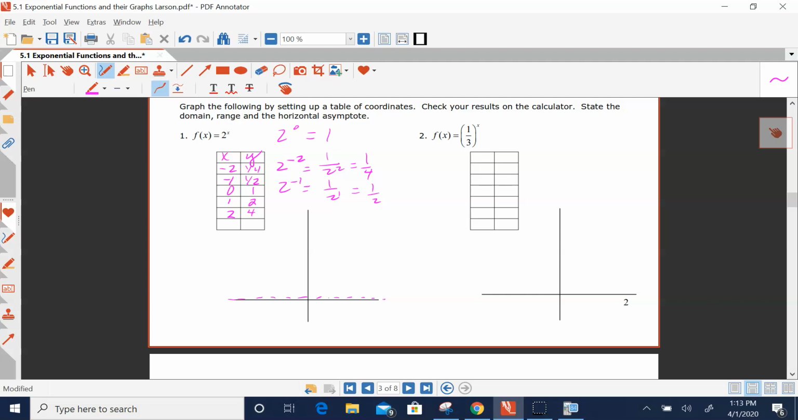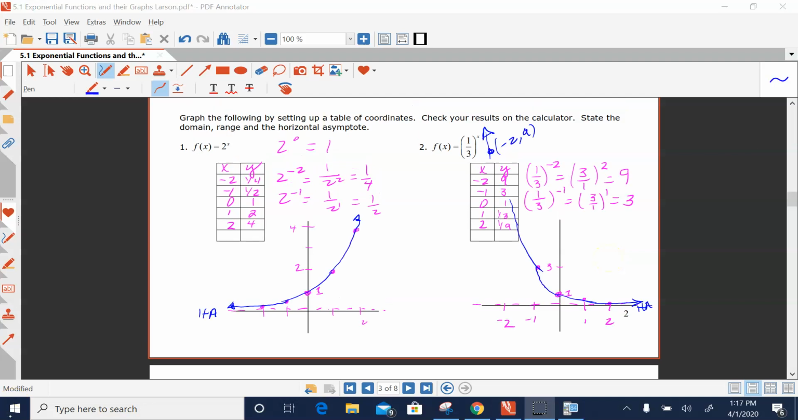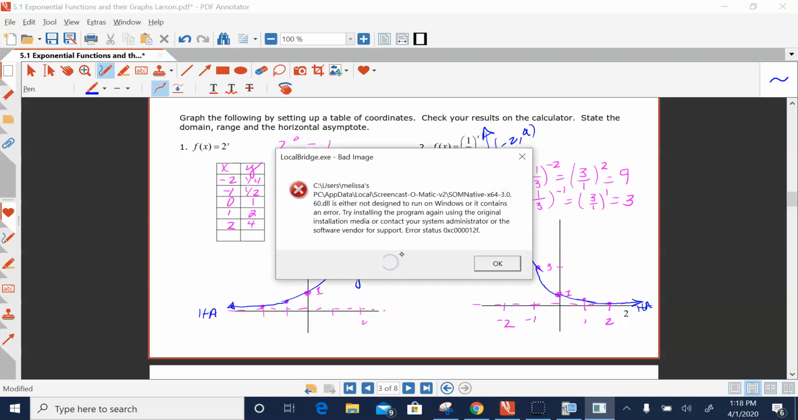So why don't you plot that and then fill out this table, and I'll pick some similar values, -2, -1, 0, 1, and 2. Fill out that table and graph that graph. So pause the video. Your graph with 2 to the x should be an exponential growth model. It's increasing. So we see that's the exponential growth model.